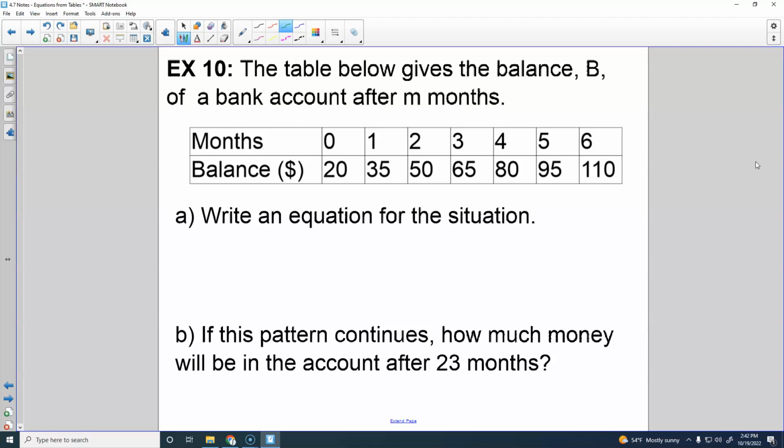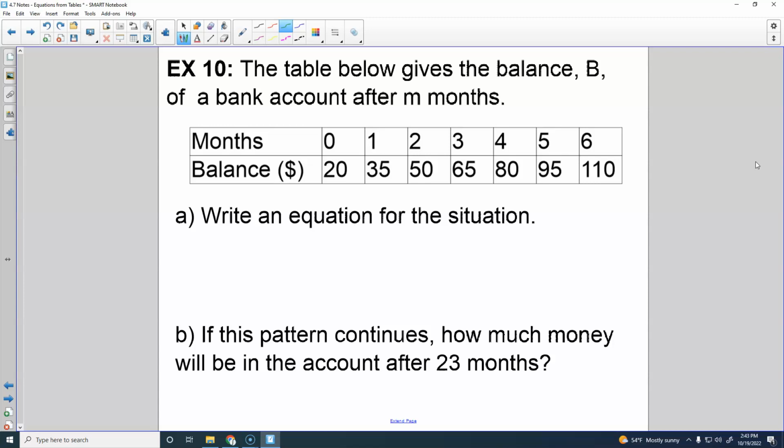So the table below gives the balance B in a bank account after M months. And then you got your months and your balance. What's the word balance mean? The amount of money in the account, right? So how much money is actually in the account. So if your balance is $110, you have $110 in there that you can spend. If your balance is negative 5, you're in trouble.